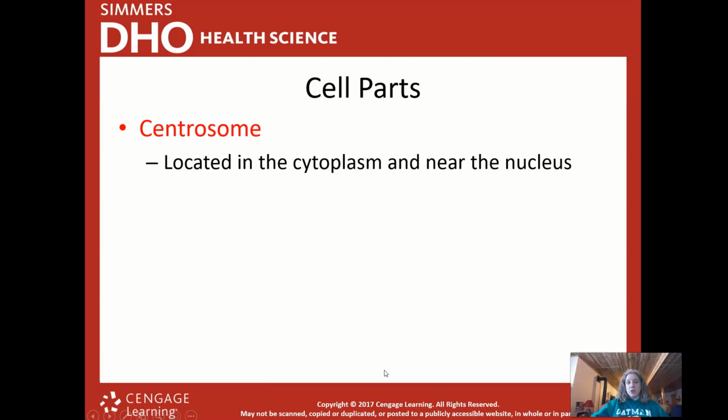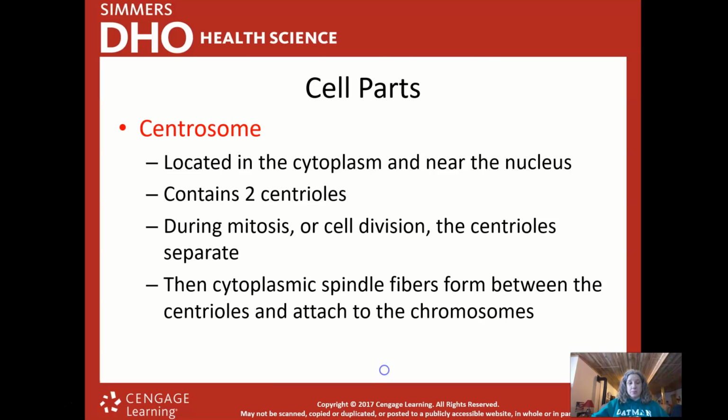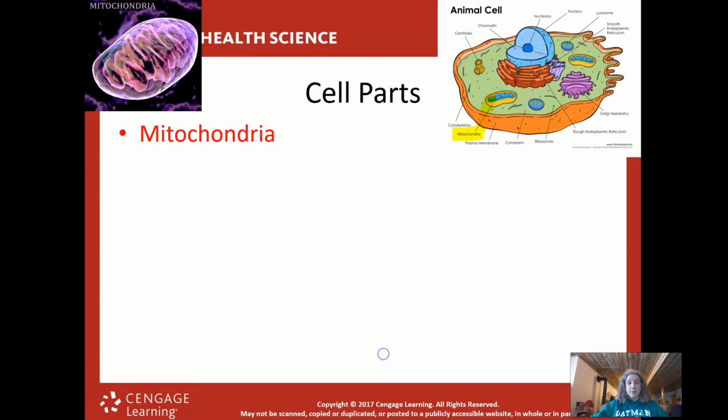A centrosome is located in the cytoplasm and near the nucleus. It contains 2 centrioles. During mitosis or cell division, the centrioles separate. Then the cytoplasmic spindle fibers form between the centrioles and attach to the chromosomes, and we'll talk about that more in the next video. This creates an even division of the chromosomes into 2 new cells.